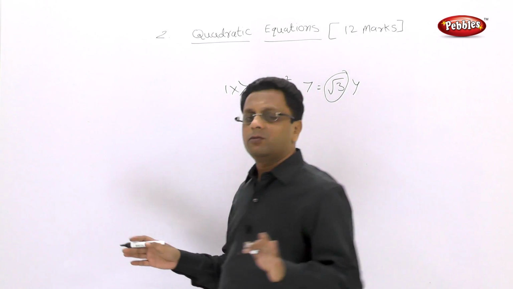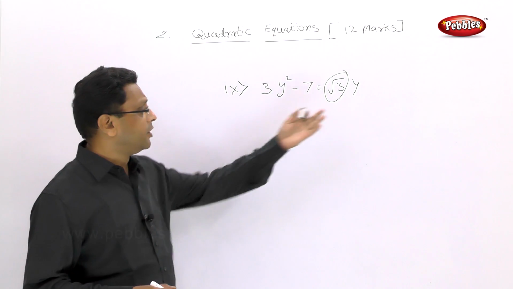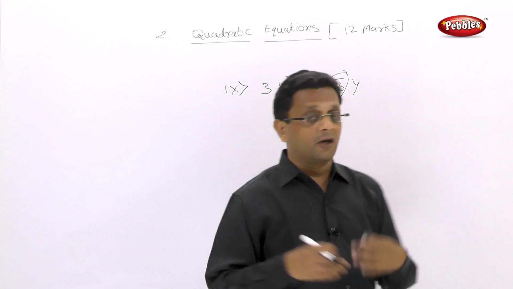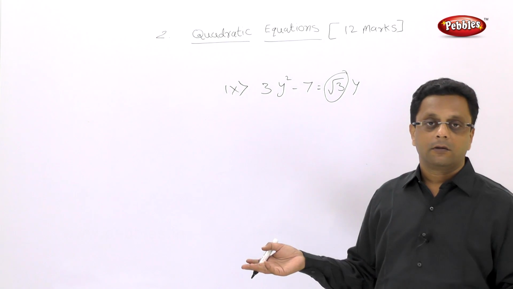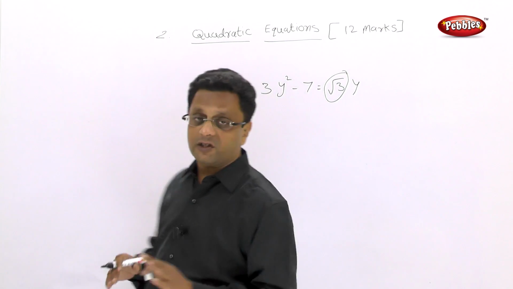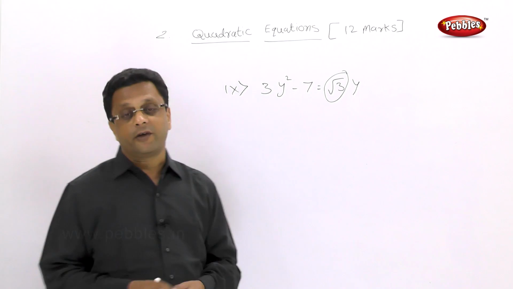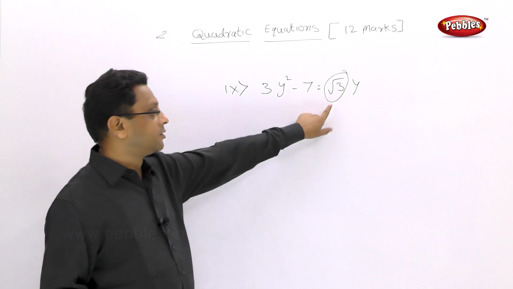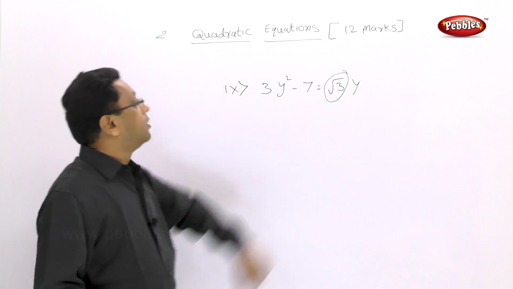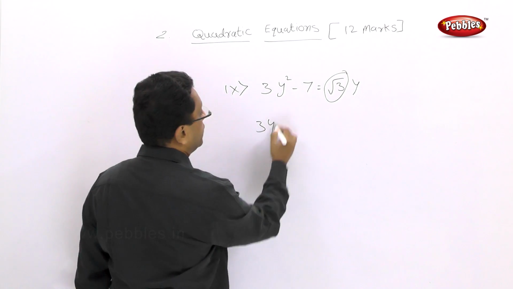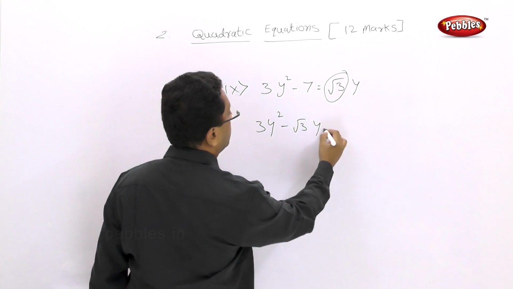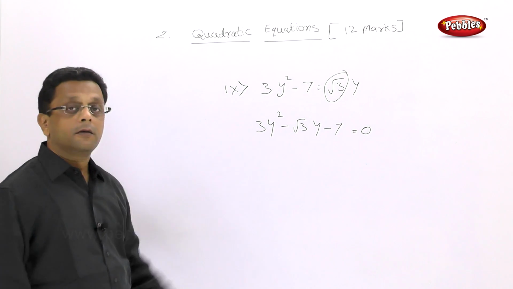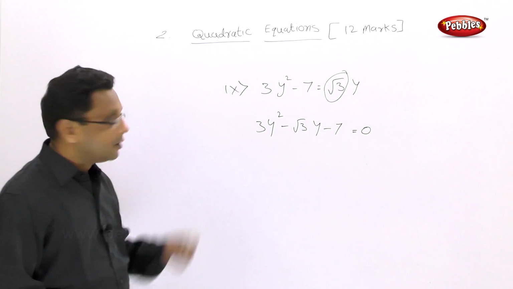We have nothing to do with whether the coefficients, linear coefficient or quadratic coefficient, are whole numbers, fractions, roots, cube roots, whatever it is. We have nothing to do with that. We have to just see the variables and the degree of the variables to judge whether that is a quadratic equation or not. So don't get confused by this. So this will be 3y square minus root 3y minus 7 equal to 0. Obviously, this is a quadratic equation, right? Let us see the next one.